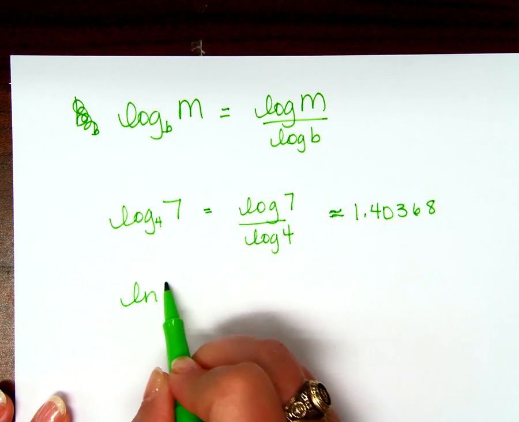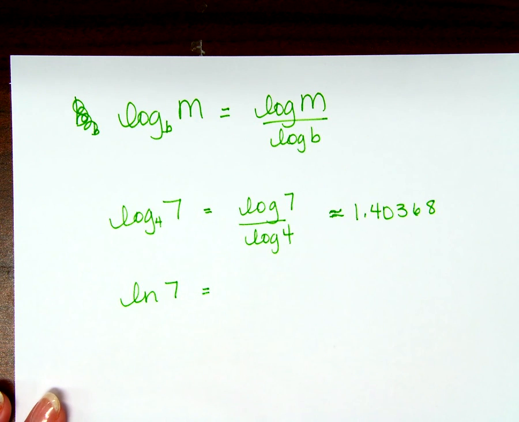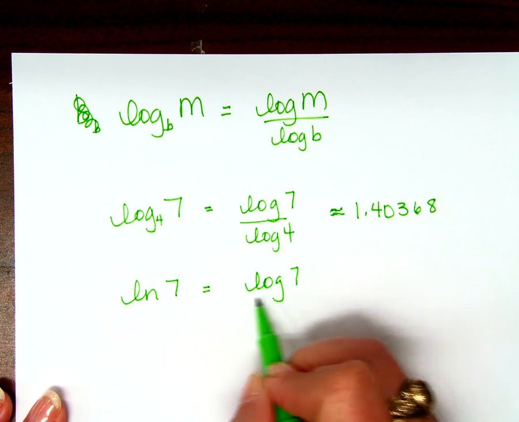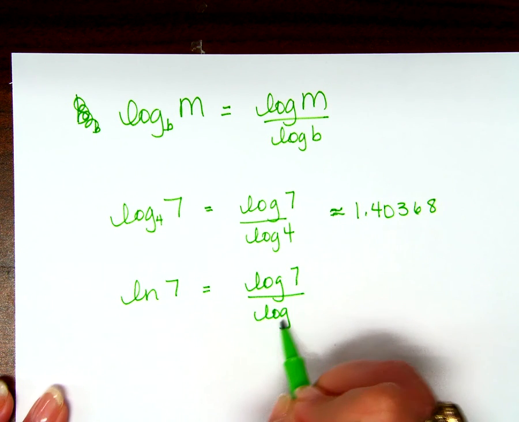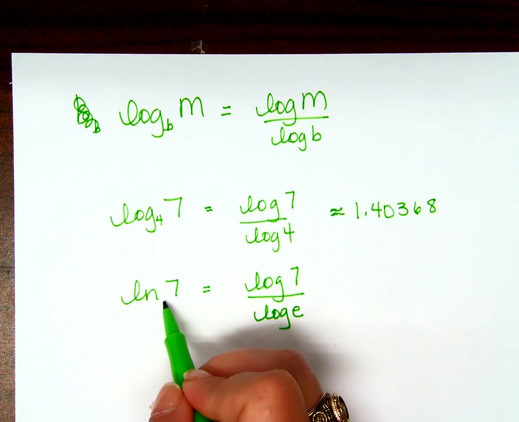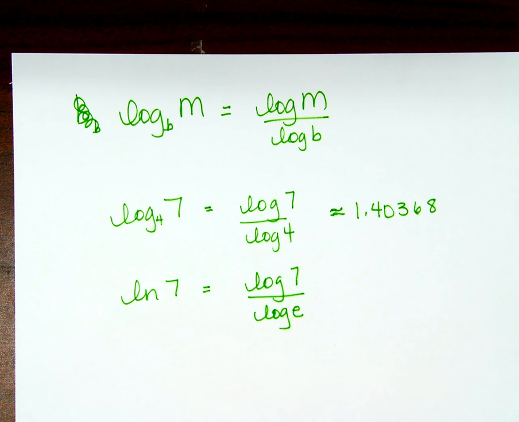What if it says natural log of 7? What's the change of base property there? Log of 7 over log of e. Right? Remember the base is 10, the base is e right there, right?